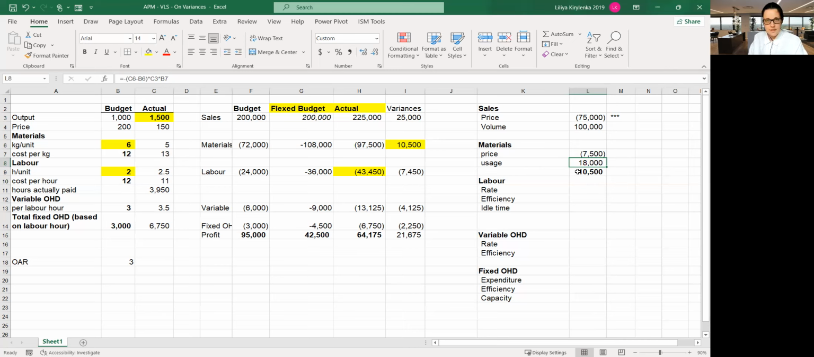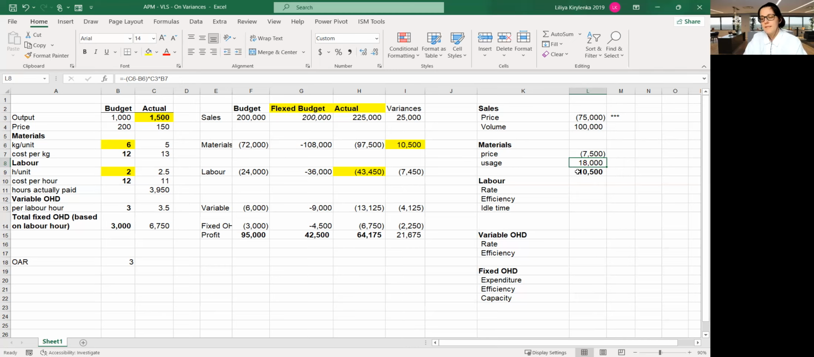So this variance analysis allows us to break down the total variances, so the difference between actual and flex budgeted figures in our P&L, to areas of responsibility. If we are asked to produce an analysis, of course, we need to say however. We always need to say however.